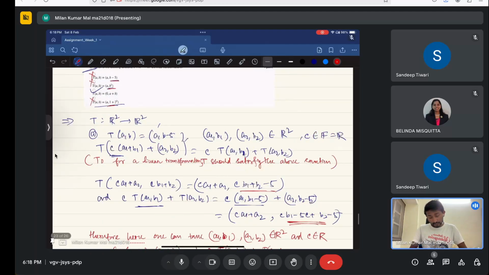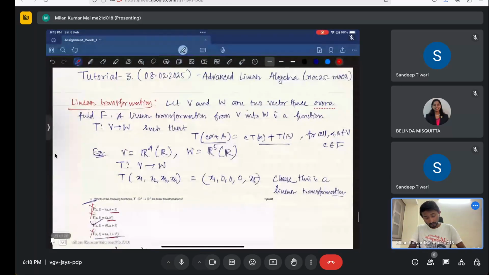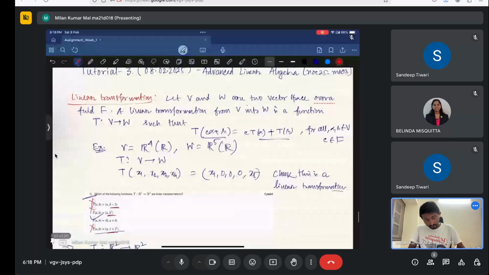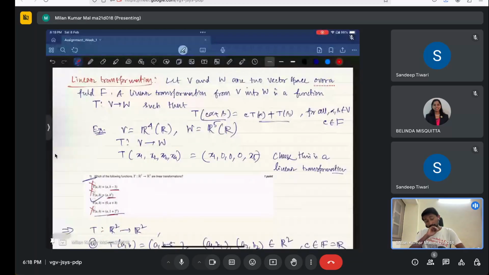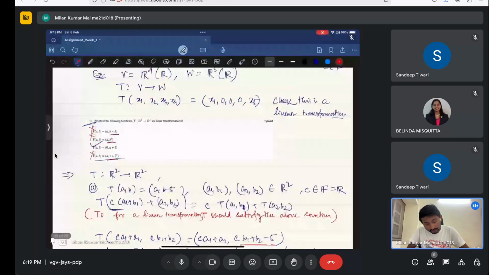One question here I just want to give as your homework. In the definition of linear transformation, what we are taking is: let V and W be two vector spaces over a field, the same field we are considering. A linear transformation from V into W is a map which satisfies this condition. Now the question is whether we can consider V and W as vector spaces over different fields. This is a very interesting question.